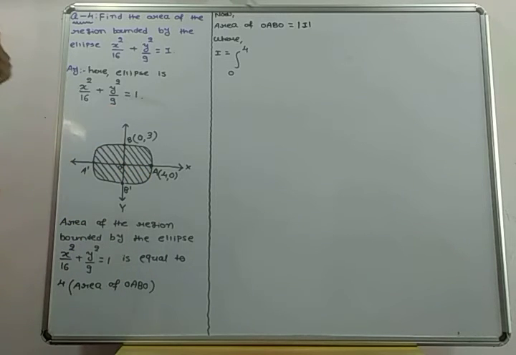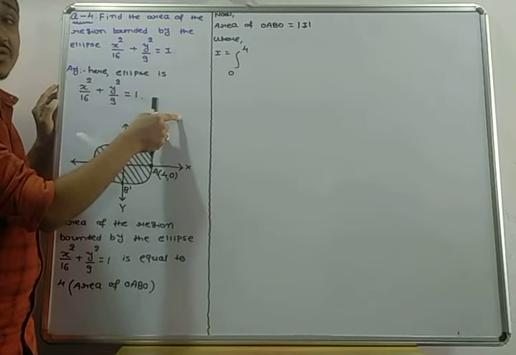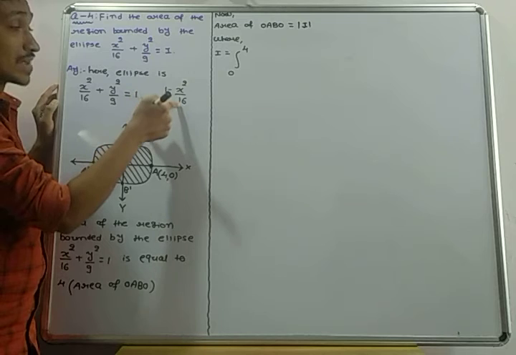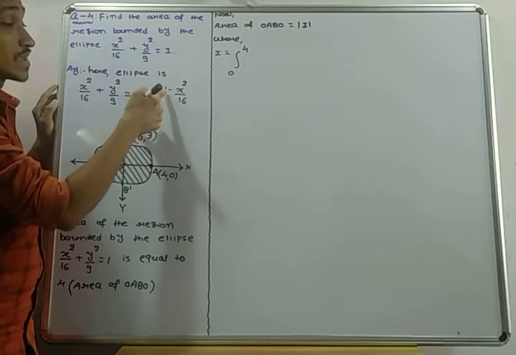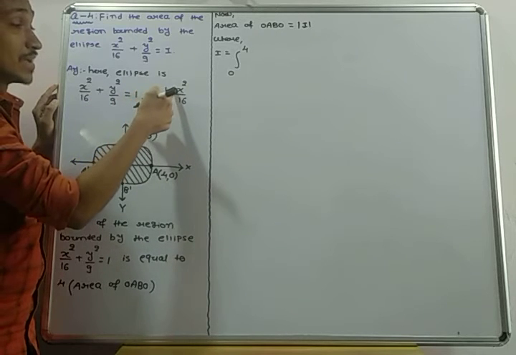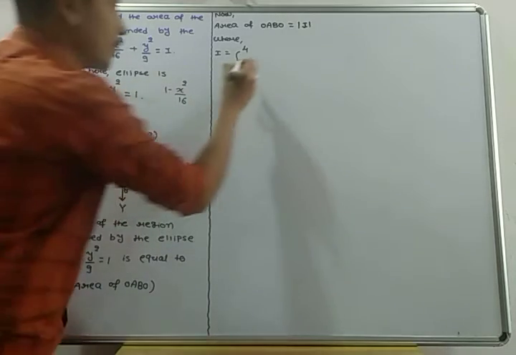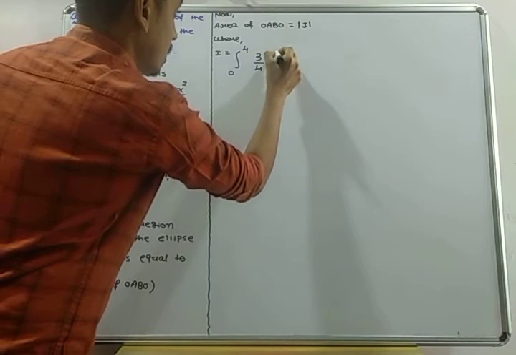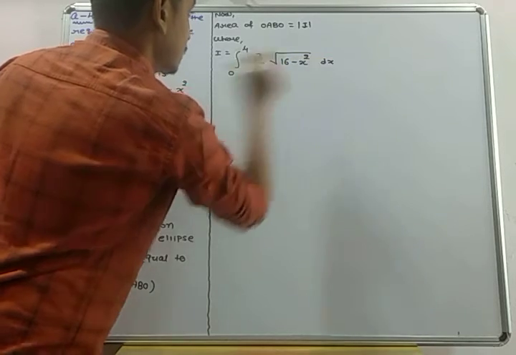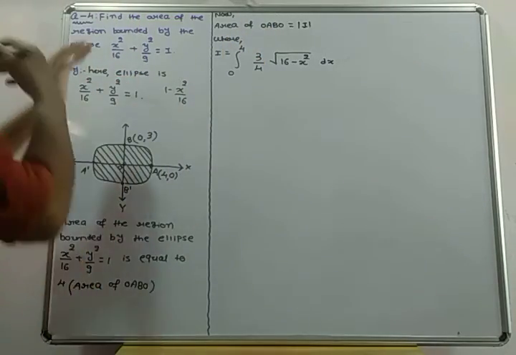So find y. y square by 9 equal to 1 minus x square by 16. Taking the LCM, 16 minus x square by 16, and 9 on the other side, so 9 by 16 and 16 minus x square is the value of y square. So y equals root of 9 by 16, which is 3 by 4, and under root 16 minus x square dx. Now 3 by 4 goes outside.